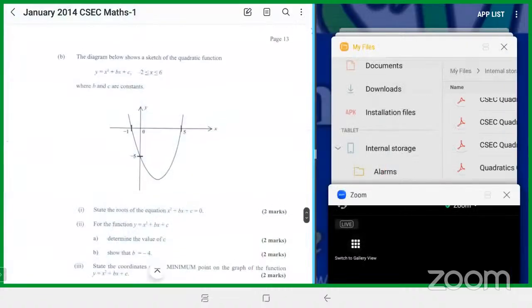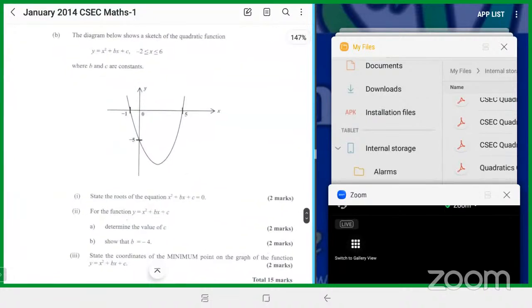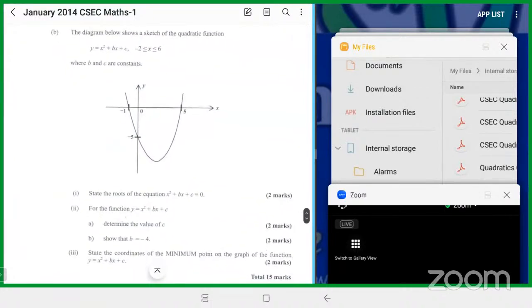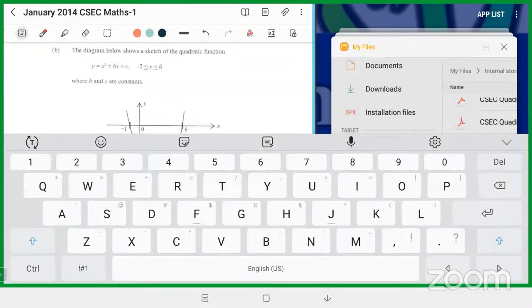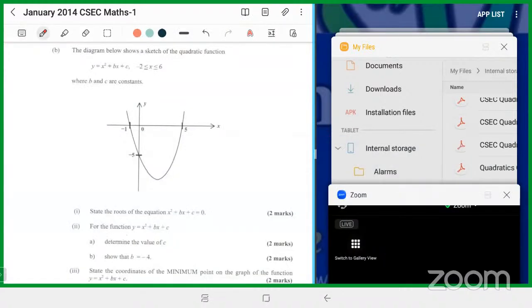So here, what we can see clearly is they gave us this function. It says the diagram below shows a sketch of a function. This means that they are only taking x values from -2 to 6. It means that the graph starts at x equals -2 here and goes up to x equals 6. That's called the domain, right?